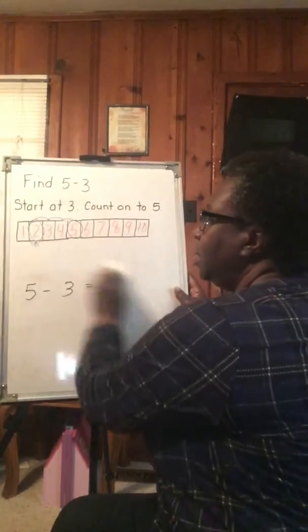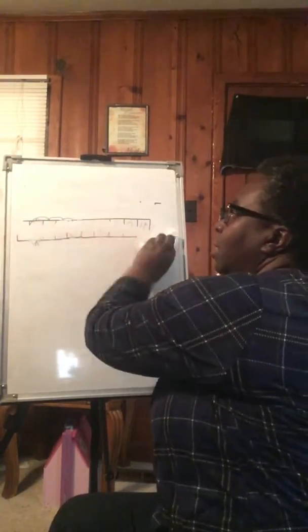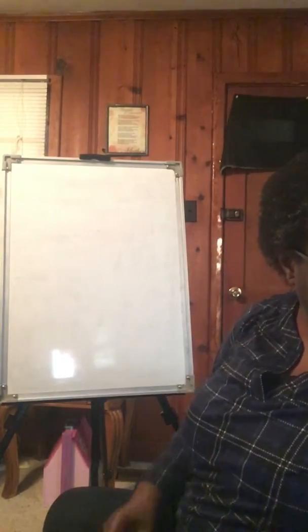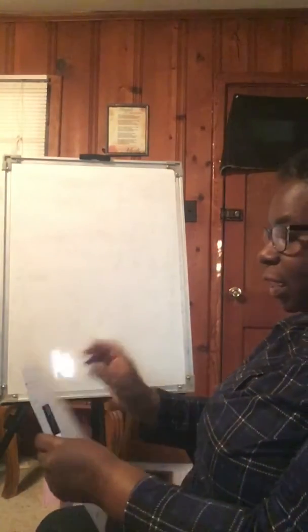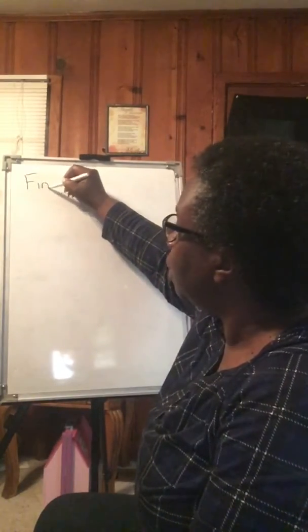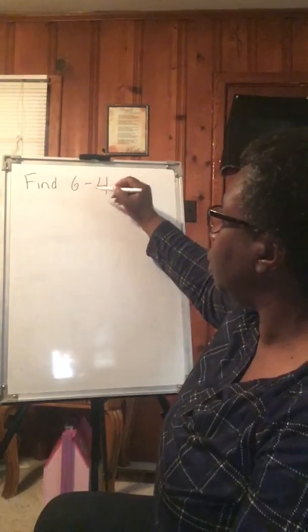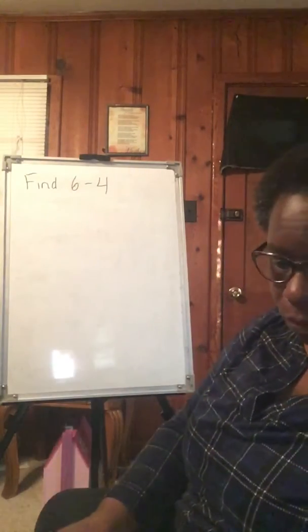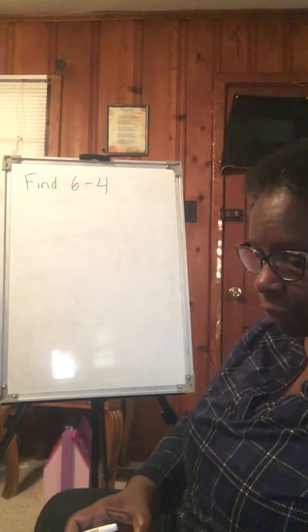Let me get rid of this. And we're going to go over one more example, see what we have. We're going to have to redo the whole thing. So our example this time, we're going to do number 1 on your sheet. And number 1 says, find 6 minus 4. So that's what we're looking for, okay?